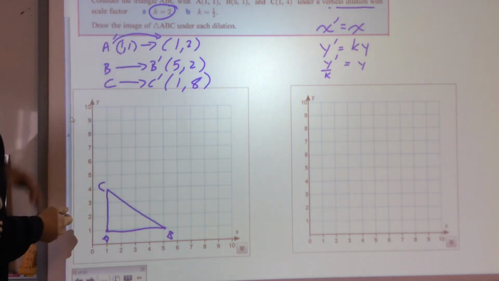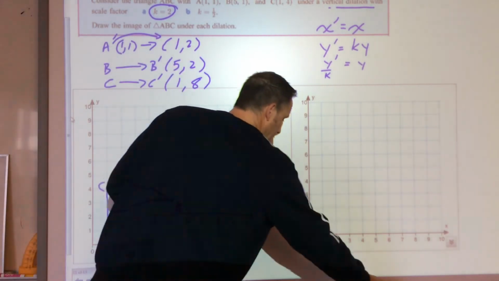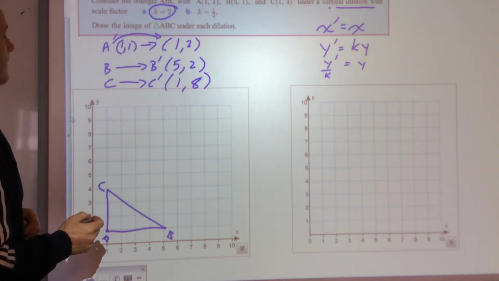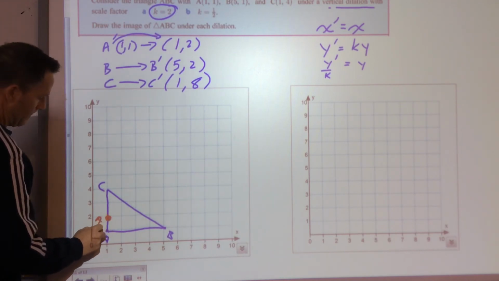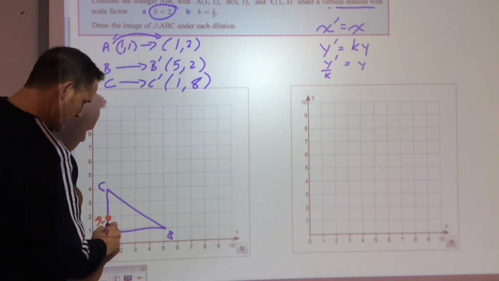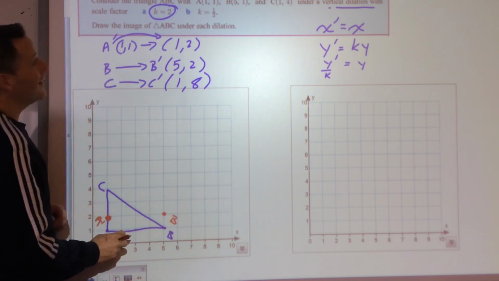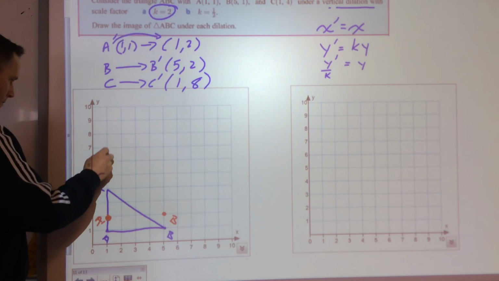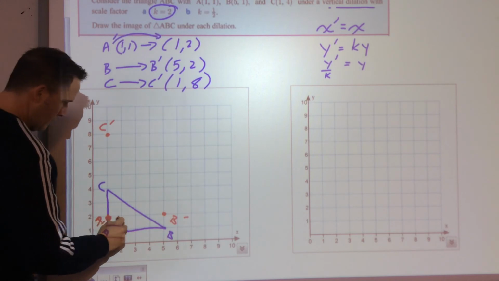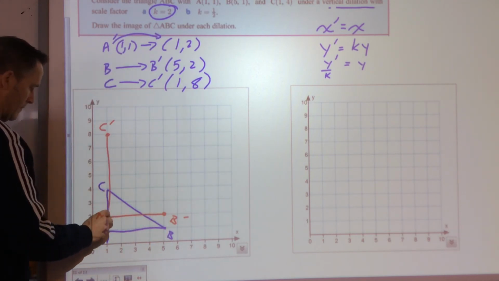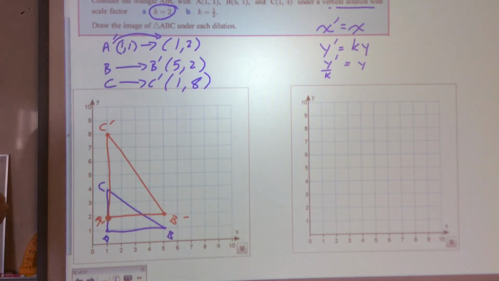Now, because this is only a vertical dilation, we're only dealing with the y value. So my new points: I have 1, 2, which is A prime, I have 5, 2, and 1, 8. So it's moved it up and changed how it looks a bit because we're doubling.